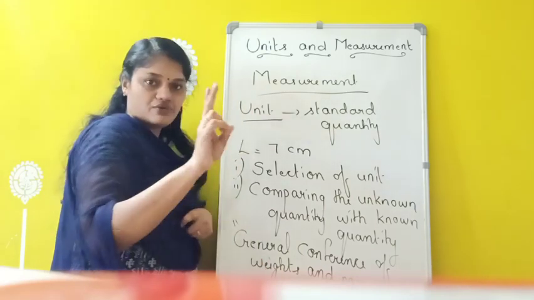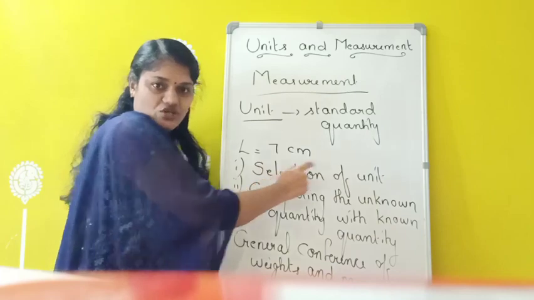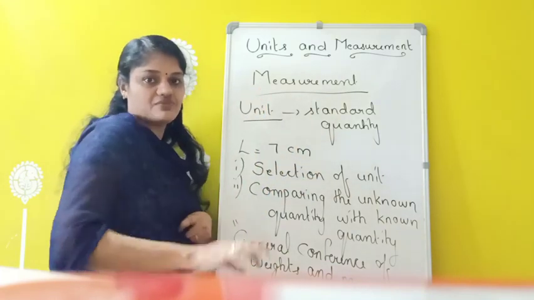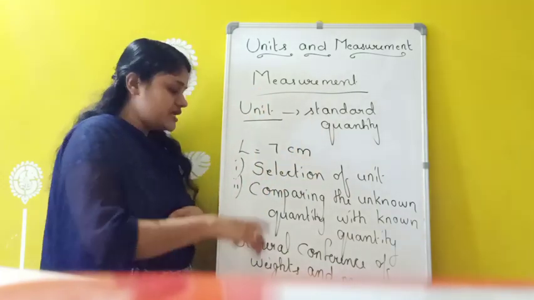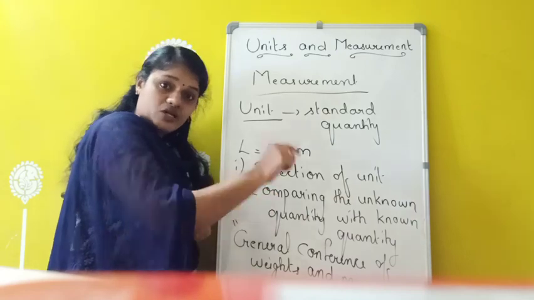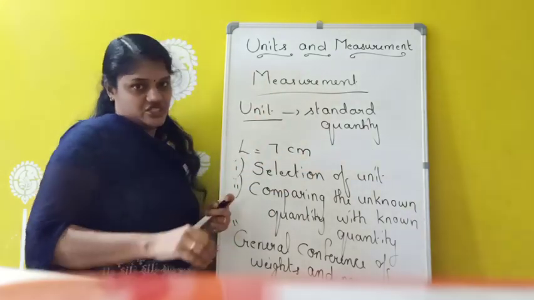And in measurement we have two processes. First one is selection of unit. First of all we have to select the unit, in which unit we are measuring that quantity. Then second one, comparing that unknown quantity with the known quantity. Clear?